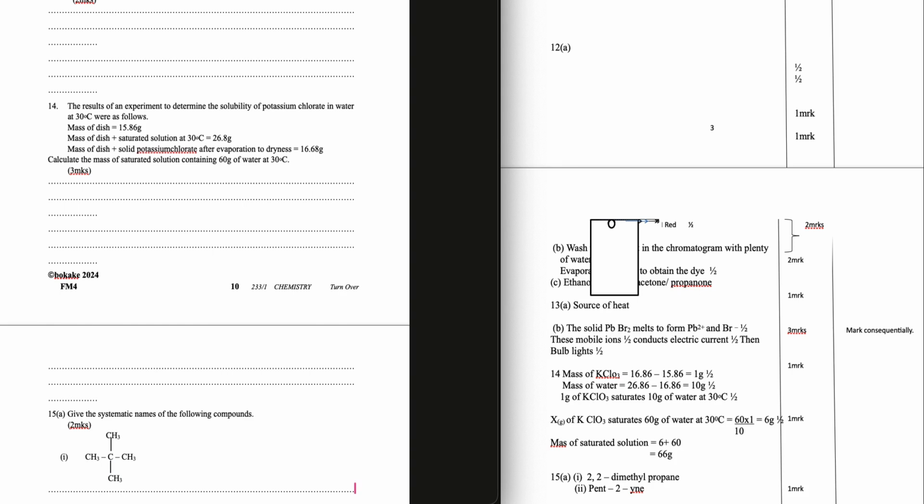The results of an experiment to determine the solubility of potassium chlorate in water were as follows: mass of dish plus saturated solution, mass of dish plus solid potassium chlorate after evaporation to dryness. Calculate the mass of saturated solution containing 60 grams of water at 30 degrees.